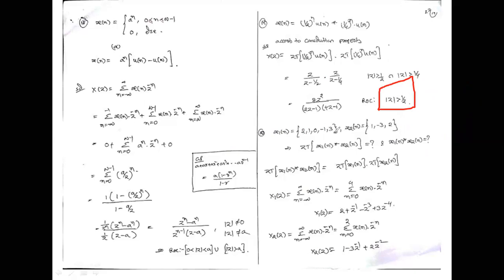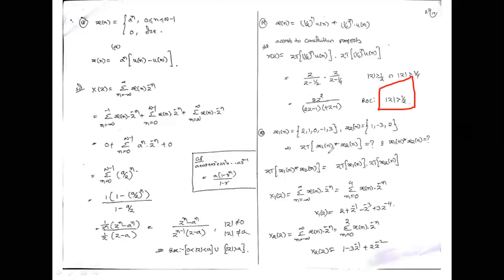Now, another example in the convolution. X1 of n is 2, 1, 0, minus 1, 3, the sequence given. X2 is 1, minus 3, 2 is given. There is no arrow mark here. No arrow mark means the first value is n equal to 0.